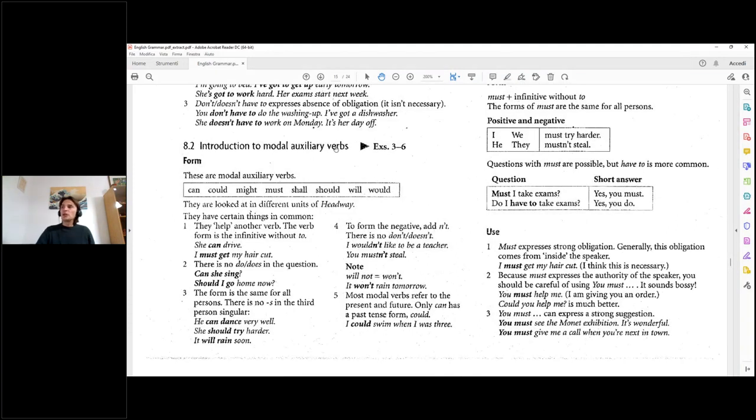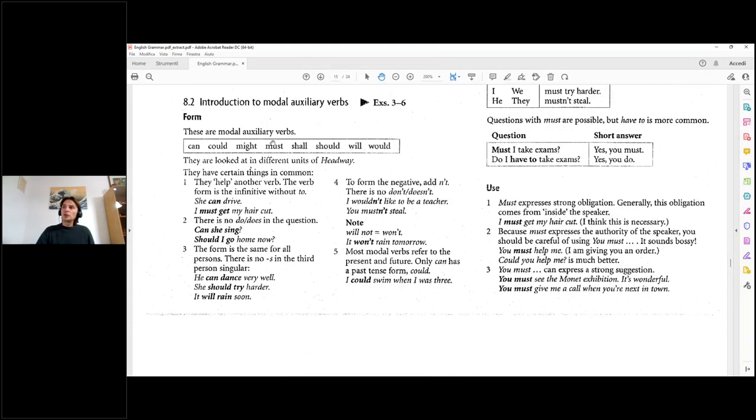Introduction to modal auxiliary verbs. Okay, these verbs are considered similar to auxiliary verbs, so similar to be. Questi verbi sono simili al verbo essere, quindi seguono la regola del verbo essere, cioè non vogliono il do per fare le domande o il did al passato.